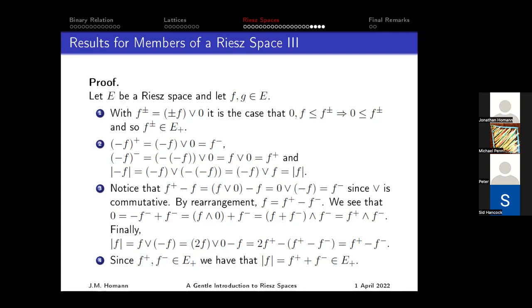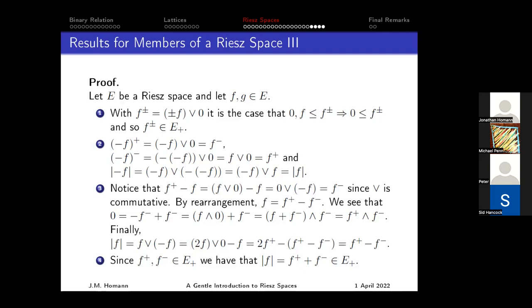So this implies that f plus or minus dominate zero, which means that f plus and f minus are in the positive cone of E. Now, secondly, the positive part of minus f is equal to minus f sup zero by definition, but minus f sup zero is the negative part of f. Then the negative part of minus f is equal to, by definition, minus minus f sup zero, but minus minus f is just f. So that's f sup zero, which is f plus.